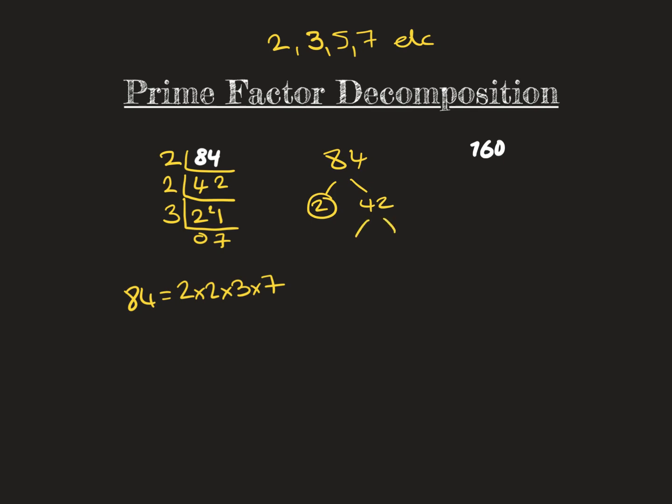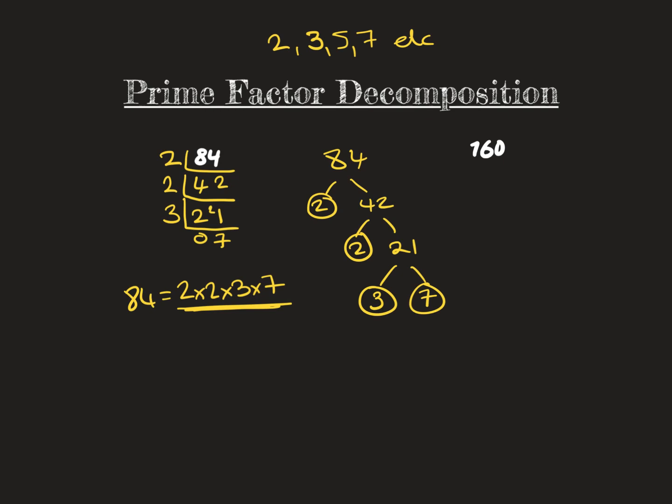So 42 then divides into 2 and 21. So circle my 2 because it's a prime number. And then 21 is 3 times 7. So those are both primes, so circle them. And then if you look at the circled numbers, they're exactly the same numbers as we have here from our answer before. So you can use either of these methods to do your prime factor decomposition.